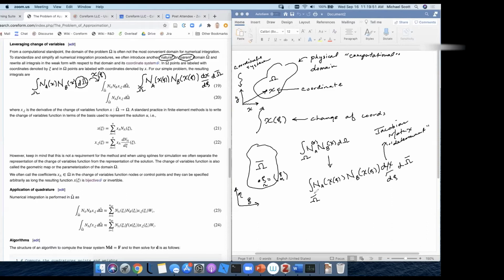Okay, so now we're in, in some sense, our parent or natural domain, omega bar. So let's transition now to quadrature, which means that this integral, everywhere you see the integration symbol, you're going to replace it with a summation.